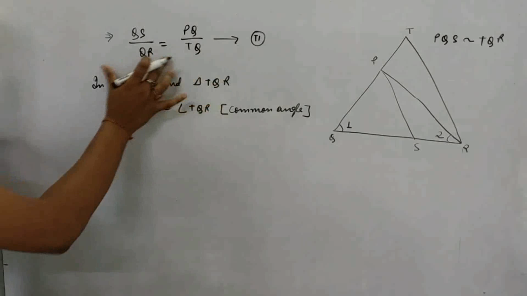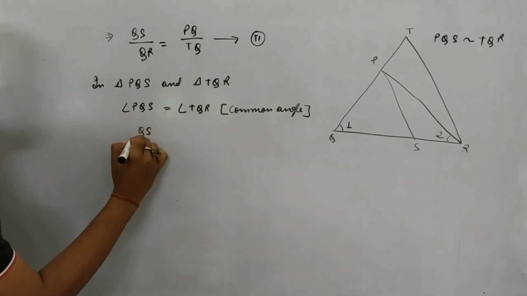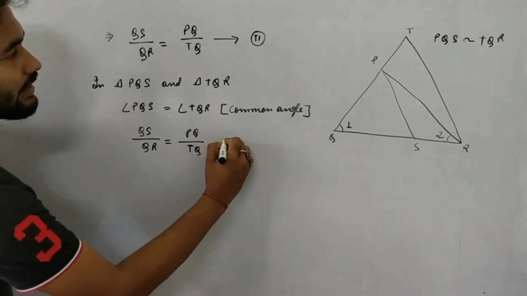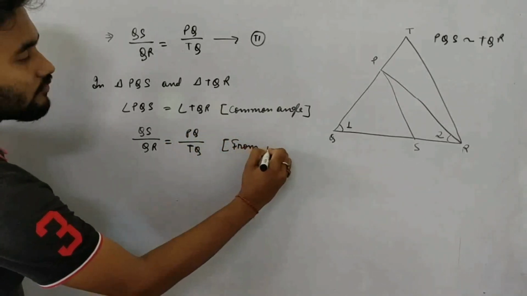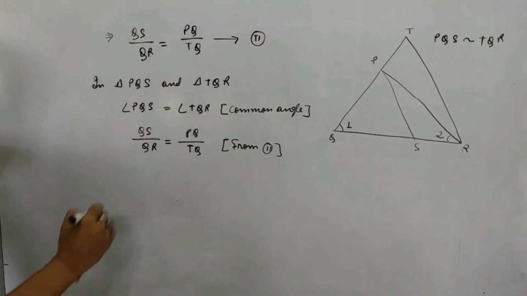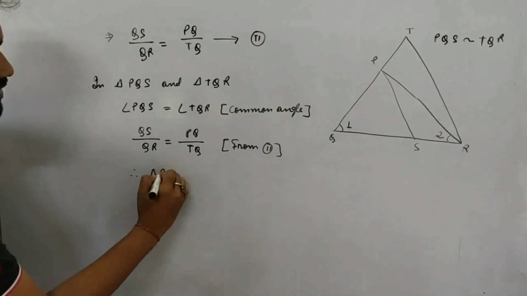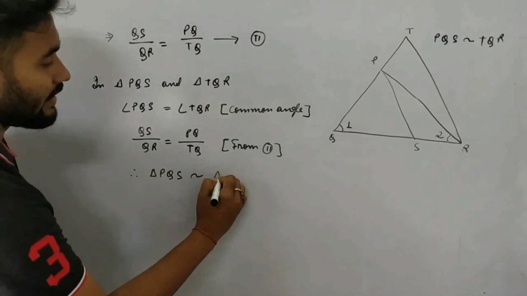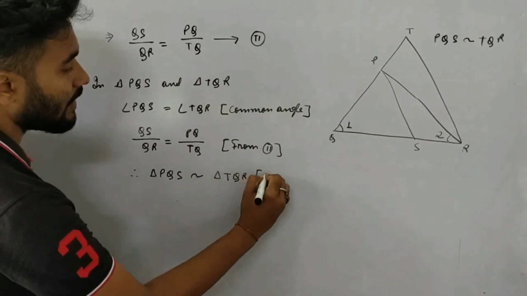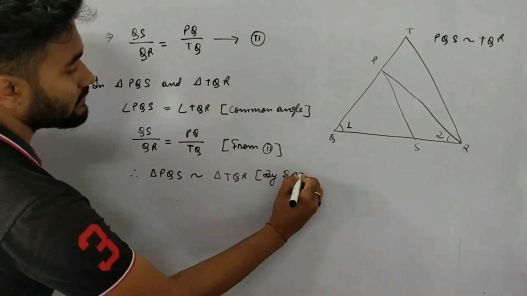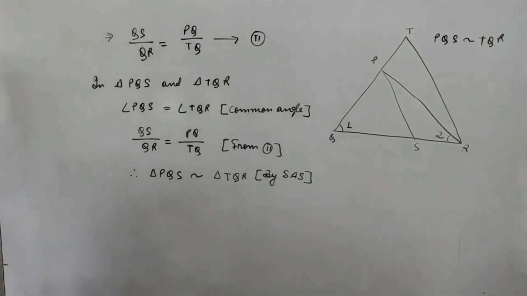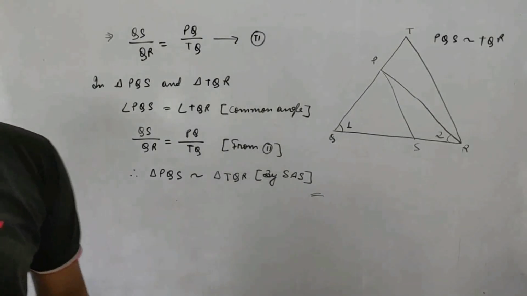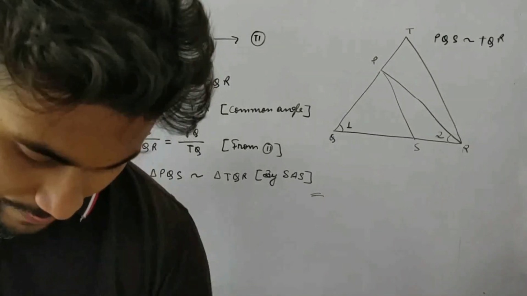So what will be the sides ratio? We will say QS by QR should be equal to PQ by TQ. Right, reason from equation 2. So we can say that therefore triangle PQS is similar to triangle TQR by SAS criteria. Okay, so hence proved. This one only we had to prove. Okay, so the next question, question number 5.